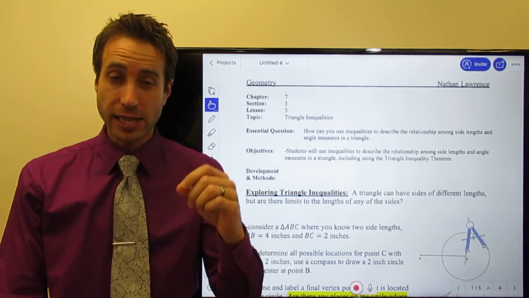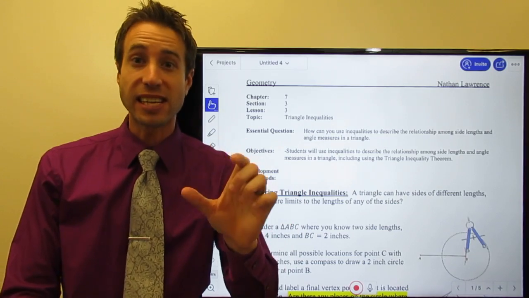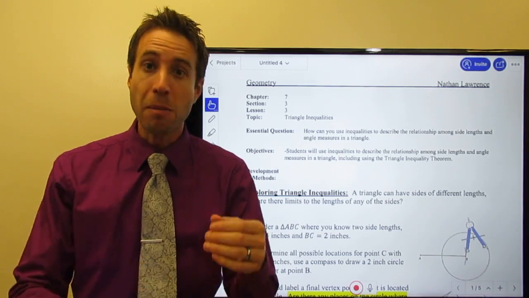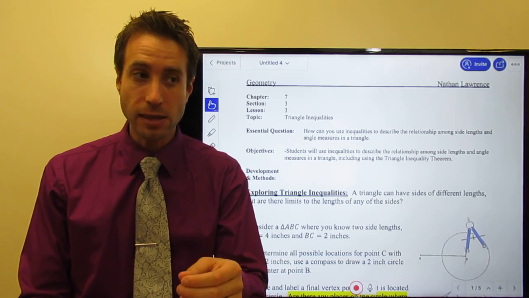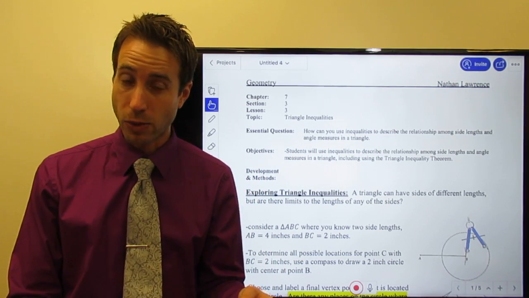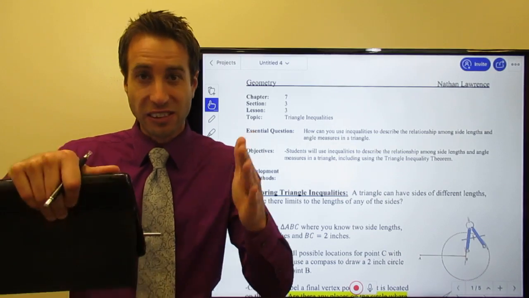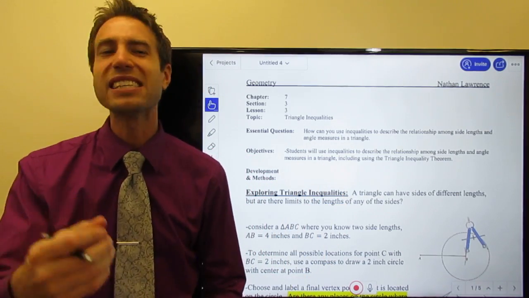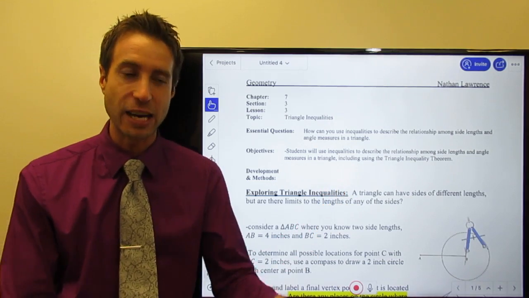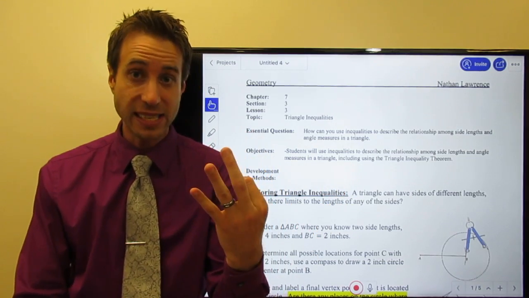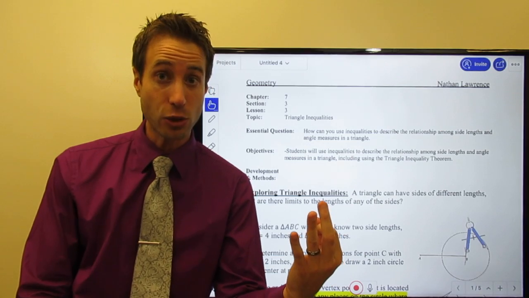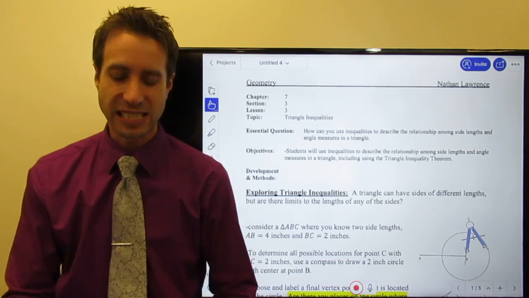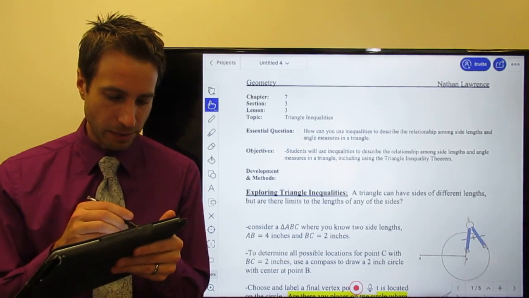There are certain side lengths that will work to build a triangle, but there are certain side lengths that will not work. If you put certain lengths of sides together, you don't get a triangle. That's essentially what we're going to be looking at here. If I give you three sides, can you build a triangle out of them or can you not? Let me show you exactly what I mean.